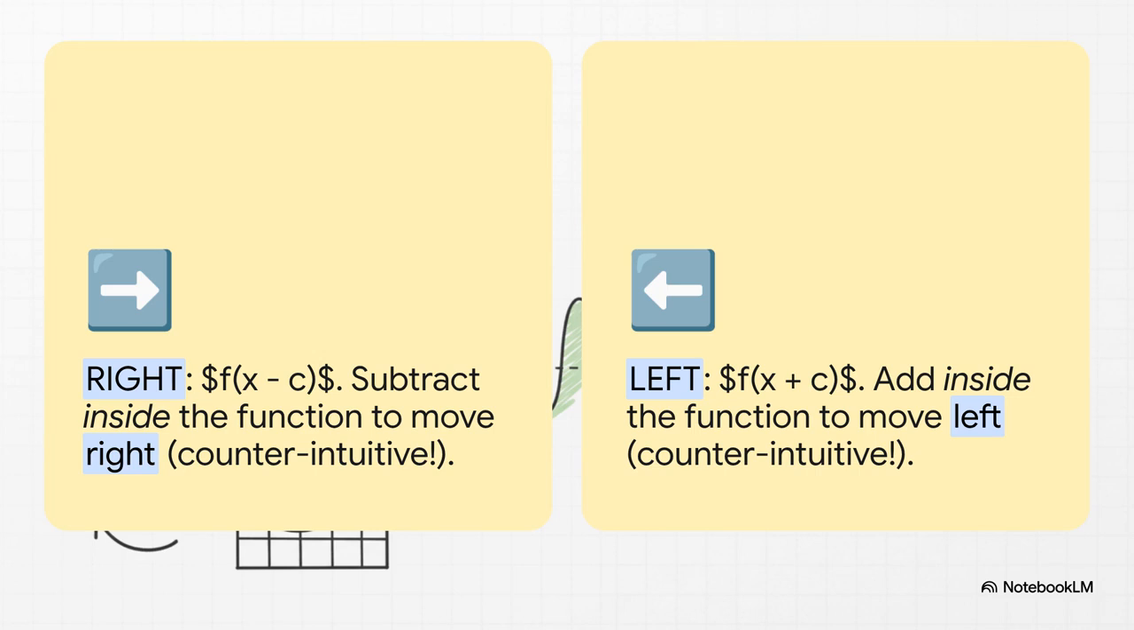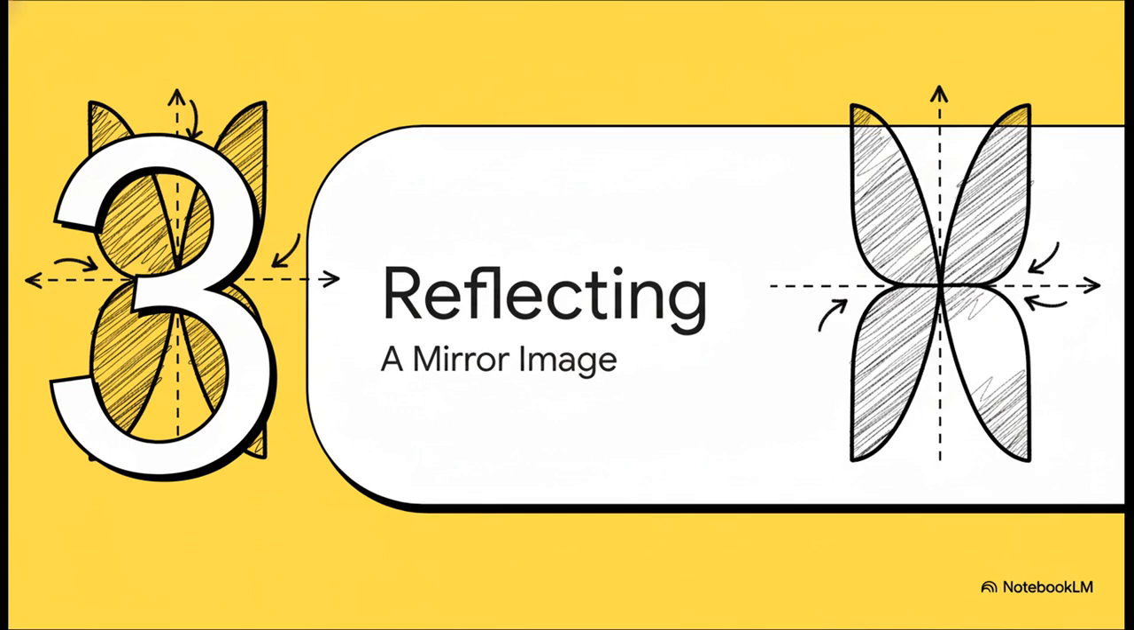Horizontal shifts, though, this is where things get a little weird. It's completely counterintuitive. When you subtract a number inside the parentheses with the x, the graph actually moves to the right. And when you add inside, it moves to the left. Yeah, it's the opposite of what you'd expect, and it's a super common spot for mistakes, so watch out for this one.